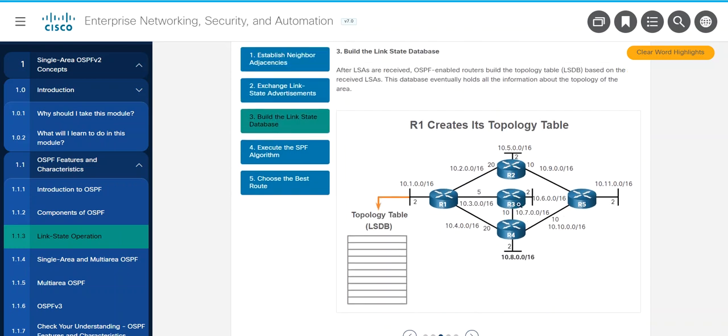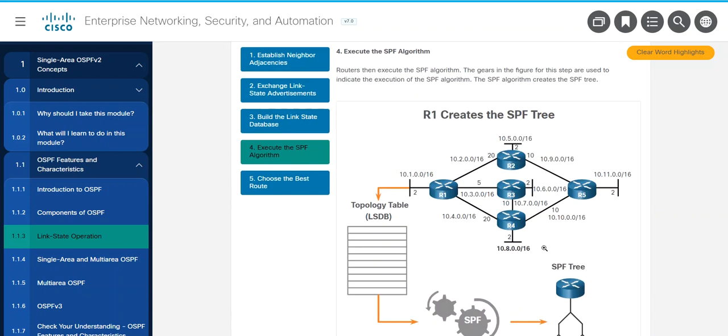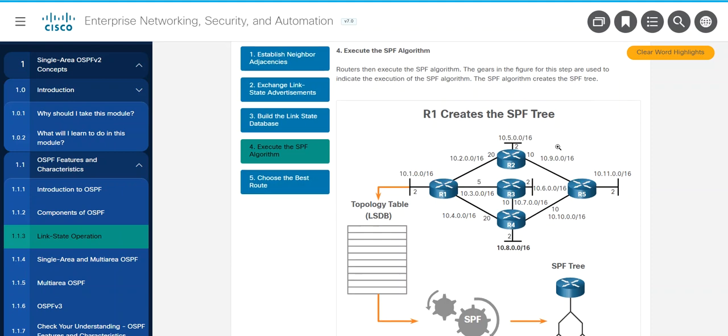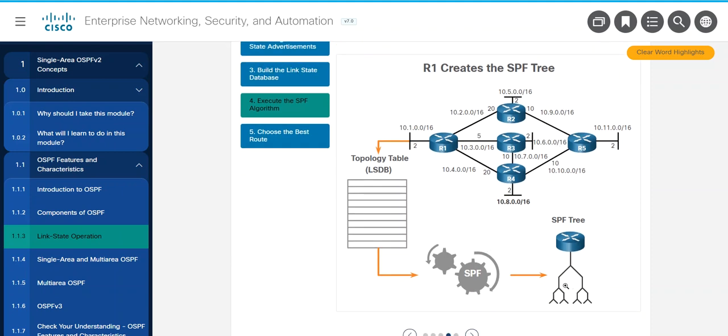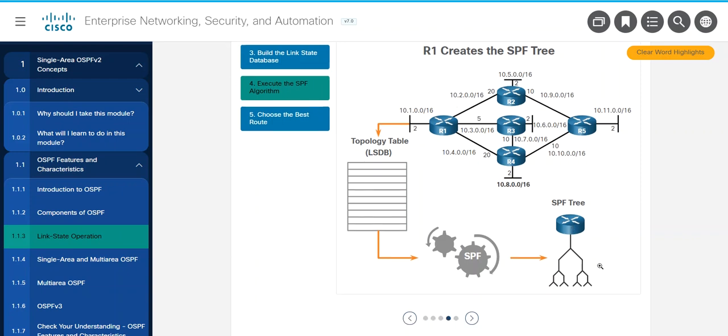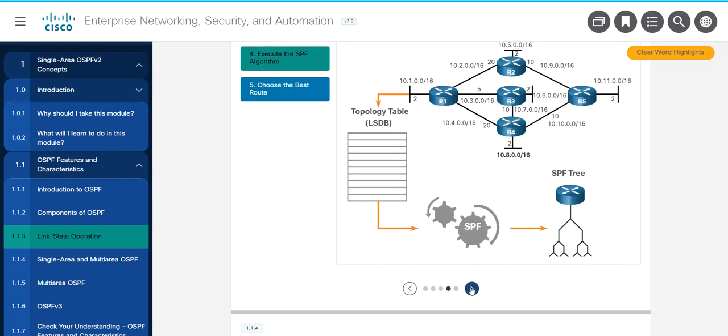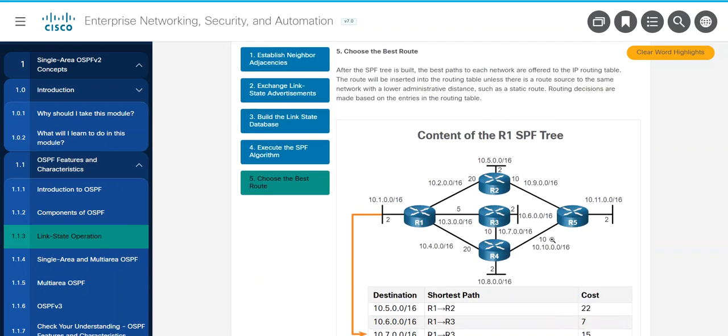So after the link state advertisements are received, those OSPF enabled routers build your topology table. So remember, your topology table gives the devices an overall view of the entire topology that's being used. And then that tree is created that I mentioned earlier. So this is the view that that router sees. So it's kind of at the top of that tree, and then it's showing the view that it has for each path to the other devices in the network.